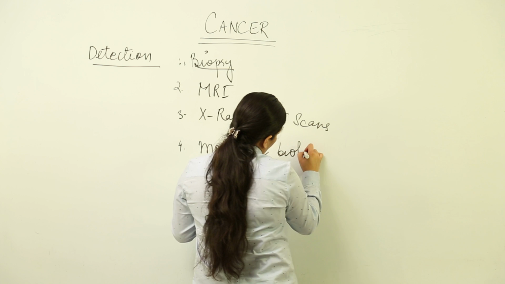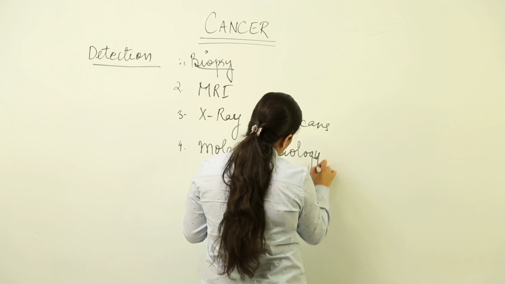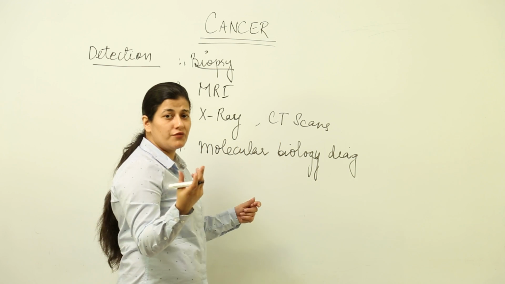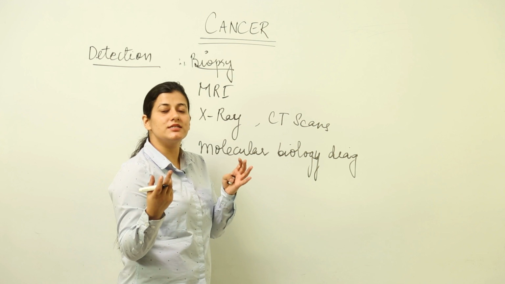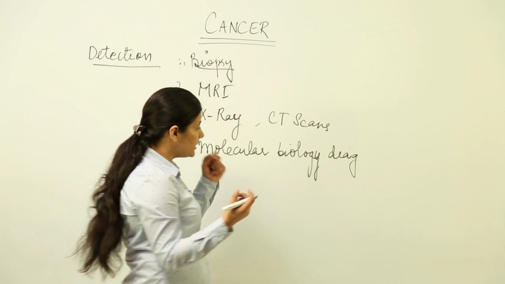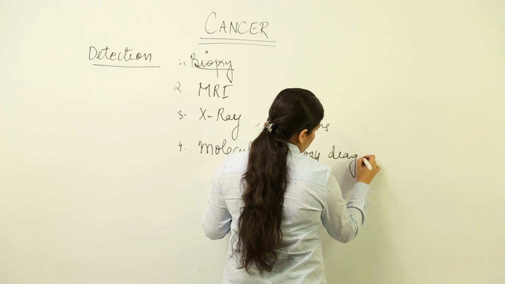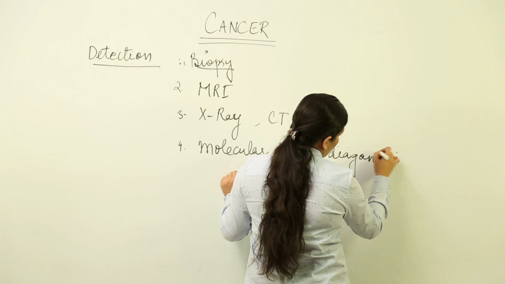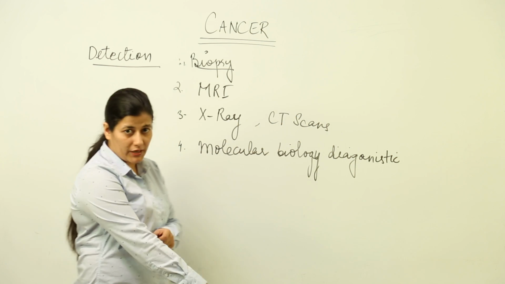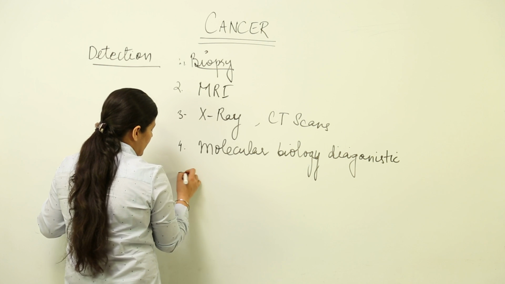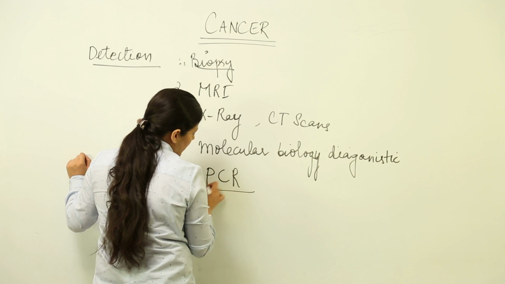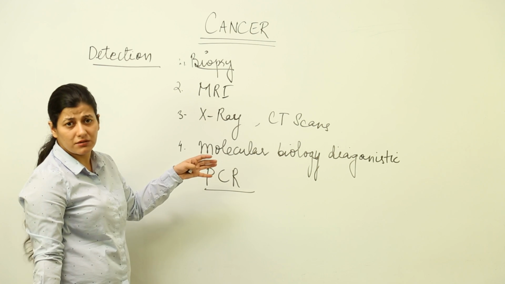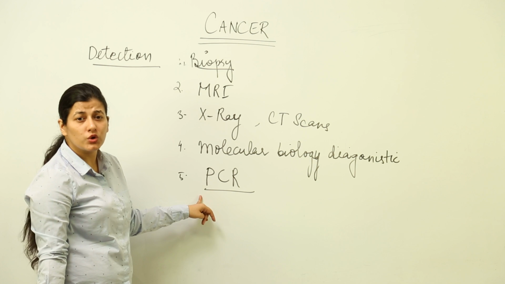All right. Now, this molecular biology diagnostic includes kits like ELISA, where you check which antigen is present inside the body by providing the antibodies. So antibodies in molecular biology diagnostic techniques are used to see if the antigen is present inside the body. Apart from this, nowadays we have the very important PCR detection technique, which could be used to see the condition where the cancerous growth could be occurring.